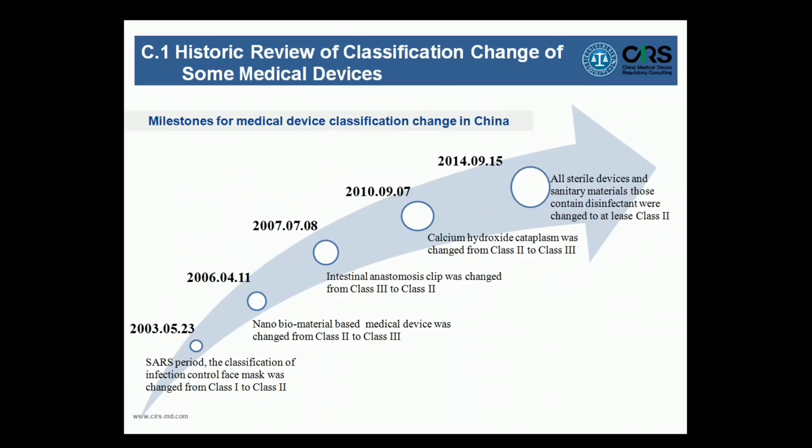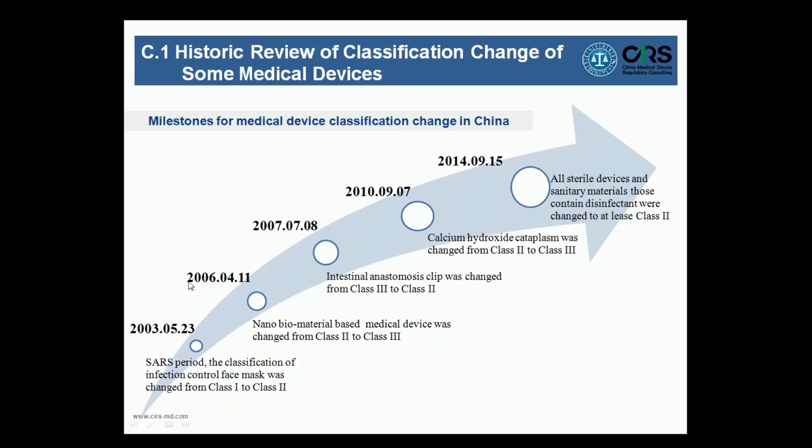This picture shows the milestones for medical device classification change in China. Just have a very quick look. On May 23, 2003, that was the SARS period. It was a very terrible time. In that time, the face mask was very important for the doctors and for ordinary people. So at that time, the classification of the face mask was changed from class 1 to class 2. It had to be managed at a higher risk level.